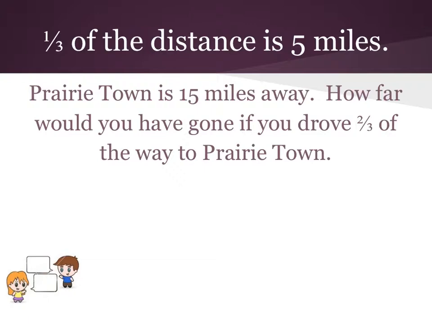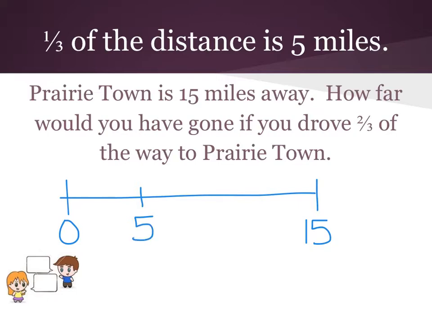Using what you just figured out, we can answer the next question. Prairie Town is still 15 miles away. How far would you have gone if you drove 2/3 of the way to Prairie Town? Taking that same number line, starting point is 0, Prairie Town is 15 miles away. If you can figure out how much each third is, which we did, 5 miles, 2/3 would be twice as much as 1/3, because 2 is equal to 1 times 2. So 2/3 is 10 miles.